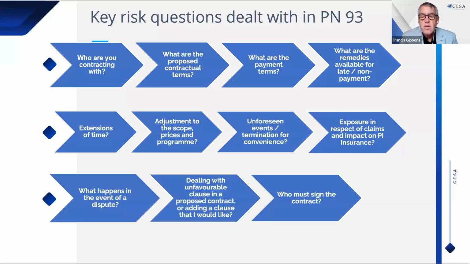And then the third set of questions that it deals with are, what happens in the event of a dispute? What do I do if I come across an unfavorable clause in a proposed contract, or there's a clause missing that I would like to insert? And lastly, who must sign the contract? The practice note also deals with certain aspects of the PFMA and the MFMA when you are contracting with government entities. There's a few paragraphs on that at the end, but I won't be touching on that in the webinar due to the time constraints.